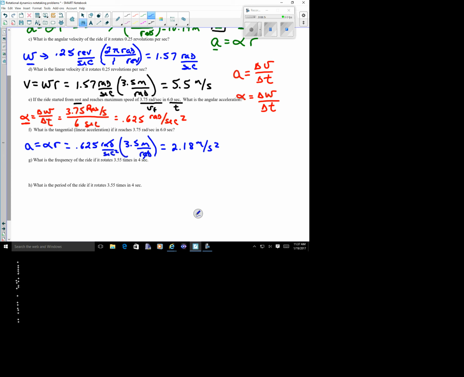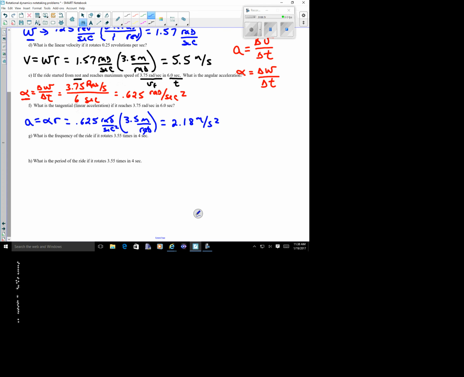Now it asks, what is the frequency of the ride if it rotates 3.55 times in 4 seconds? Well, the frequency is just simply how many revolutions did you go per second. So I'm just going to take frequency here, which is revolutions per second or times per second, or circles per second, however you want to say that. Well, if I went 3.55 revolutions in 4 seconds, you just divide those two numbers. That ends up giving you 0.88 revolutions per second.